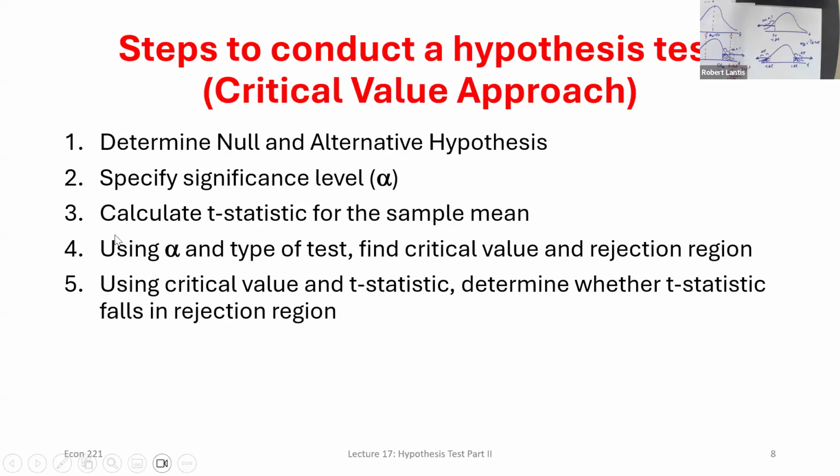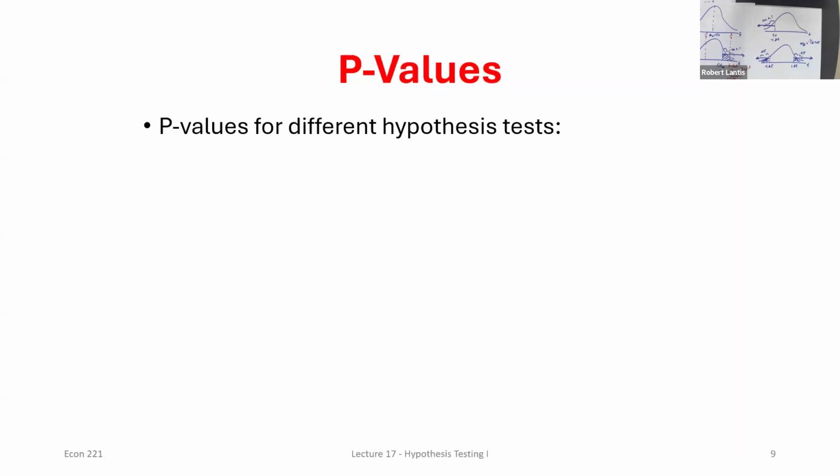Once again, I would probably switch 3 and 4 here. I would plot the critical value and the rejection region first, and then find and plot my test statistic. But you can do it whatever way. You could do it in the other order and still come to the right answer. The other approach that's probably easier for us is the p-value approach. I kind of already alluded to this.